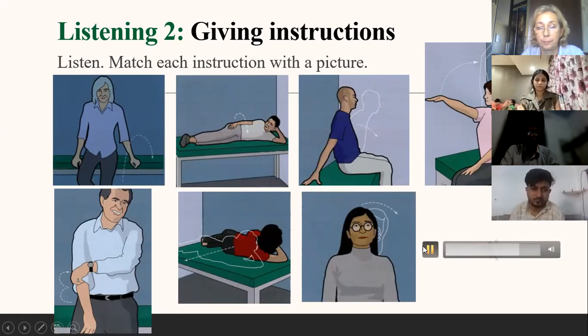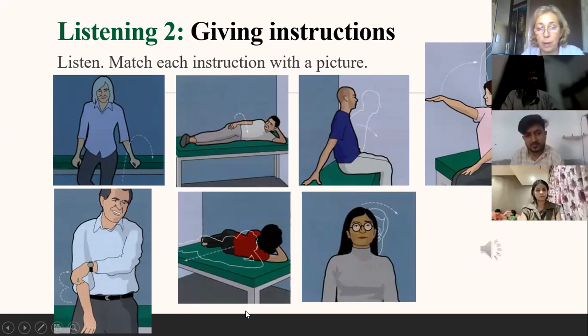If you could just move towards the edge of the couch. Yes, that's it. The sixth one. Yes, sixth, about moving towards the edge of the couch.